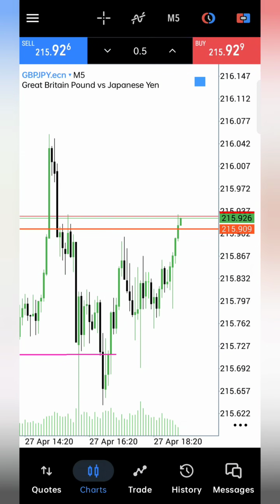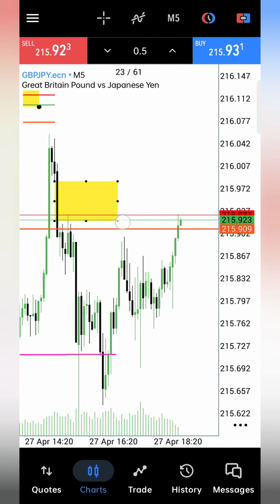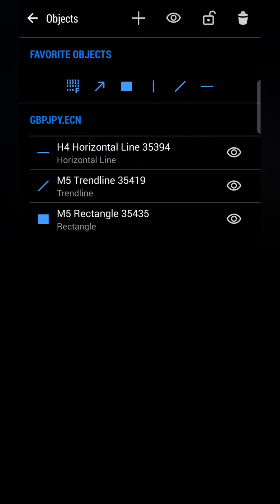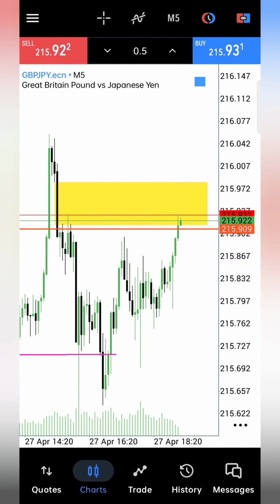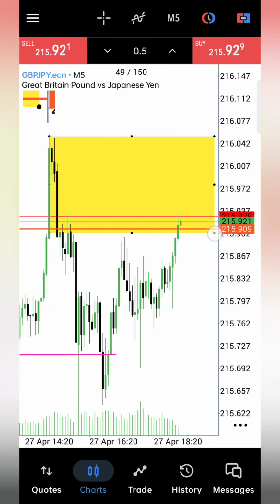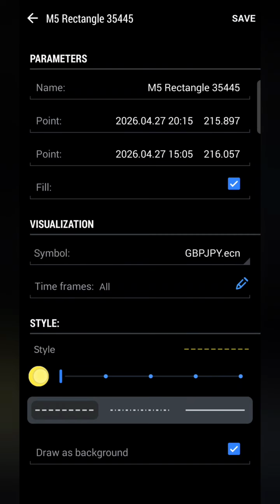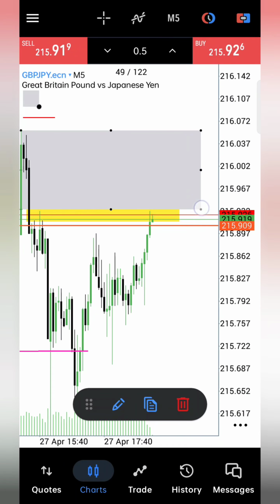Now here you can see a large imbalance area has already been created, and through this imbalance, the price has formed its change of character. And this is the order block zone area from where the price is changing its direction, and it is creating a change of character very rapidly.